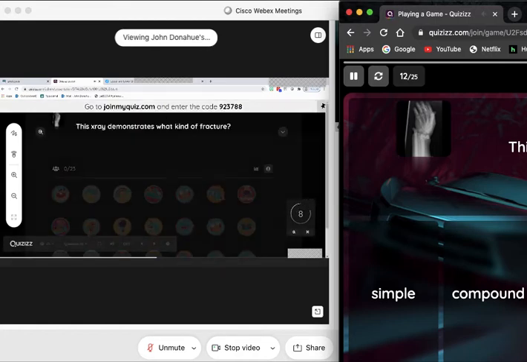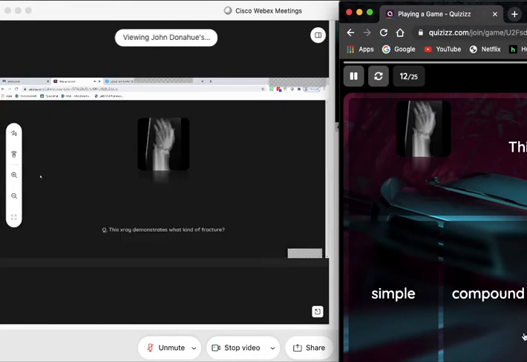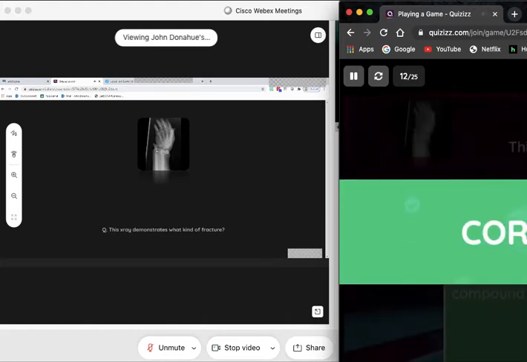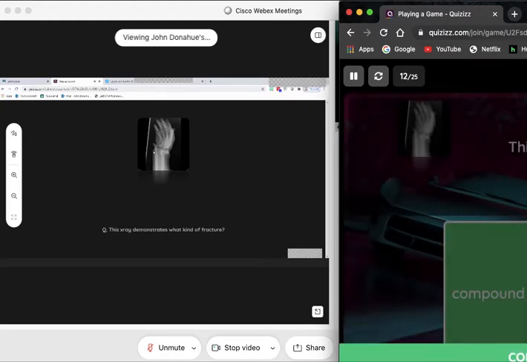This X-ray demonstrates what kind of fracture? It's a lot smaller than I expected it to be. I'm sorry. Way smaller than I expected. That's a fracture, and the way we know that, guys, is if the bone is outside the soft tissue, it would be a fracture.